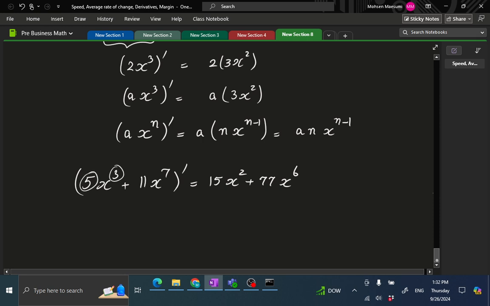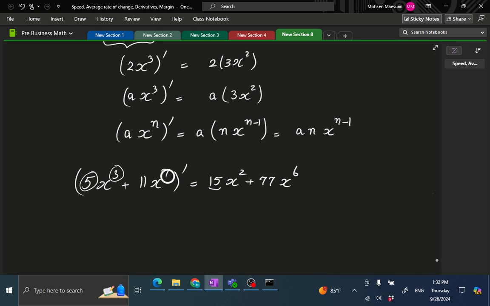So what's the shortcut? The power multiplied by the coefficient in front gives me my new coefficient. The power lowered by one notch is my new exponent. 7 times 11 is 77, and the 7 comes down to 6, and that is the final answer in this case.